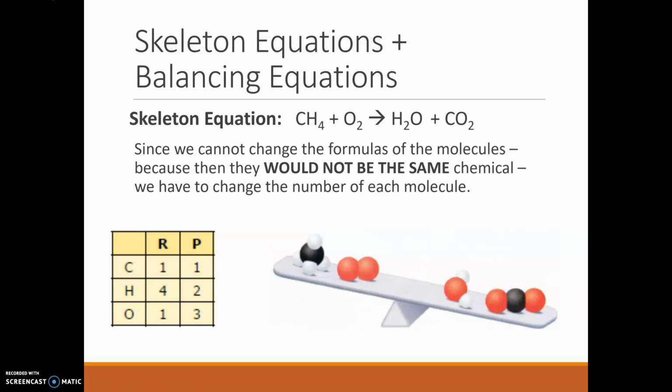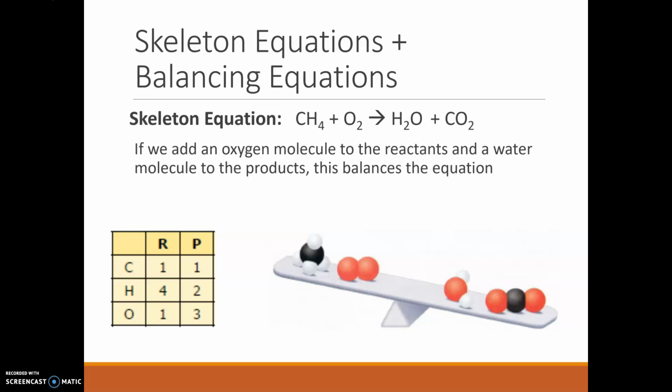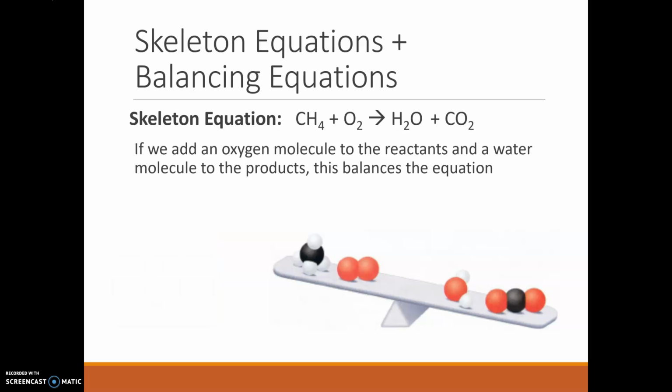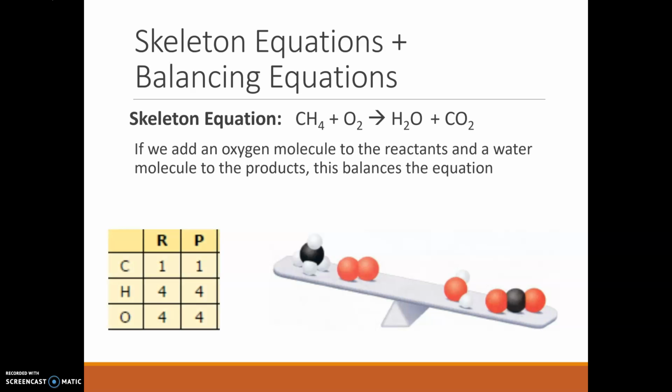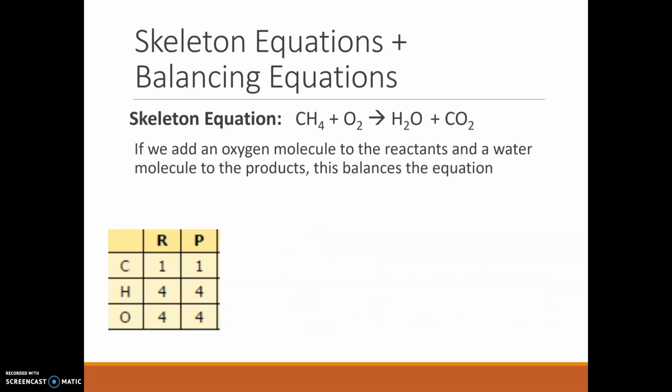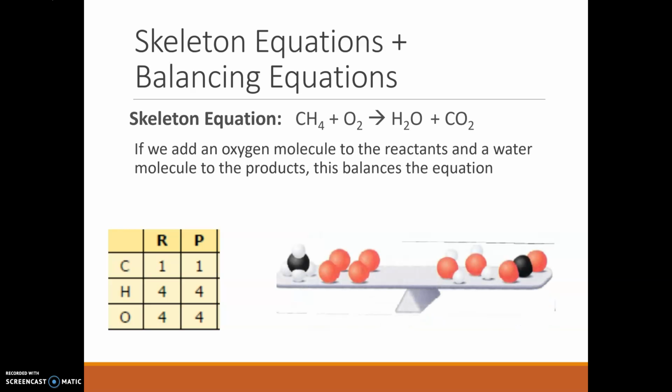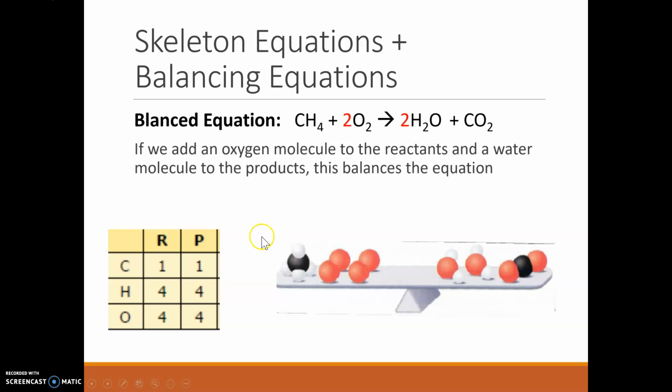Since we cannot change the formulas of the molecules, because then they wouldn't be the same chemical, we have to change the number of each molecule. If we add an oxygen molecule to the reactants and a water molecule to the products, this balances the equation. So what it looks like is when we put a 2 in front, we get 2 of those molecules.